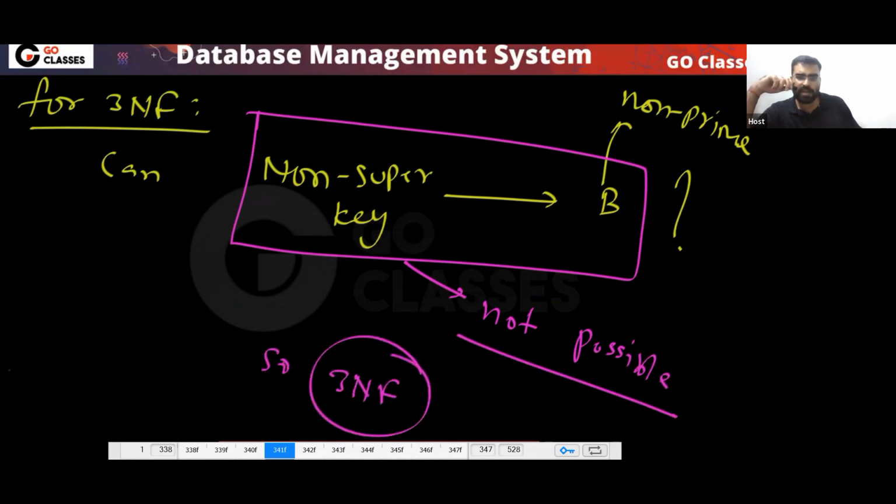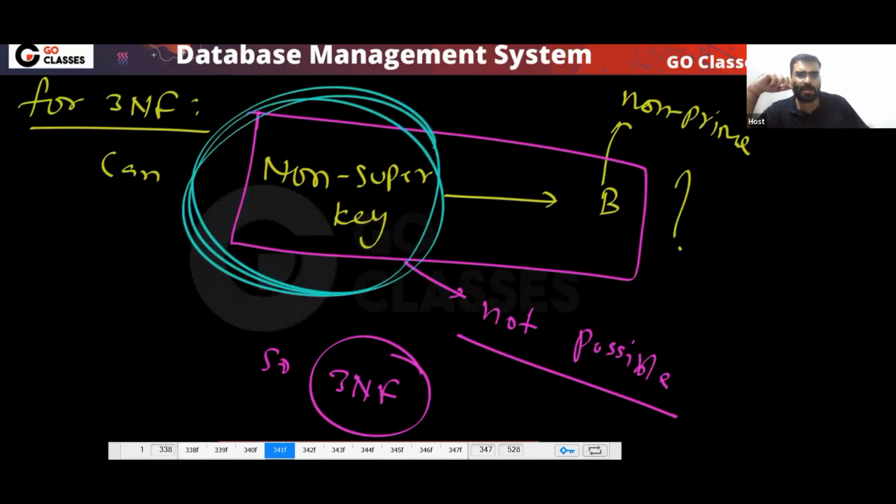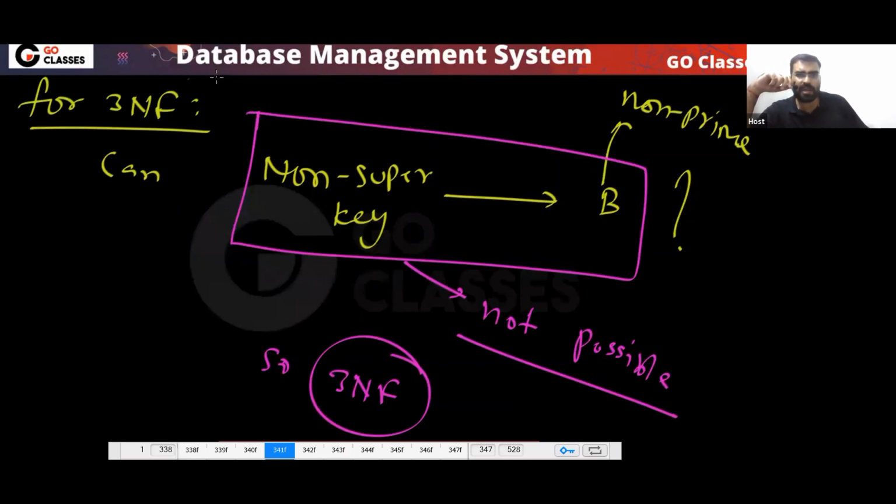Is this clear? Tell me why this is not possible. Just check what are the non-super keys. Remember, not containing B, because if it contains B, then what will happen? It will become a trivial dependency.